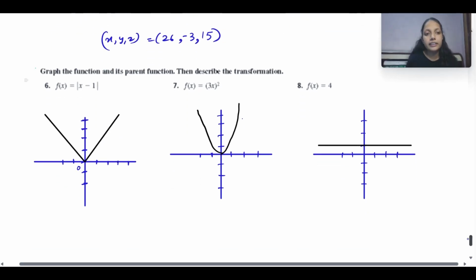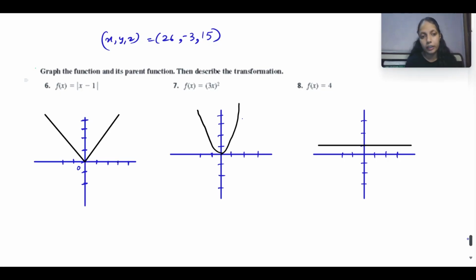In this question it says graph the function and its parent function, then describe the transformation. Here I am drawing the parent function. The parent function is absolute x. The parent function here is x squared. And the parent function here is y equals 1.